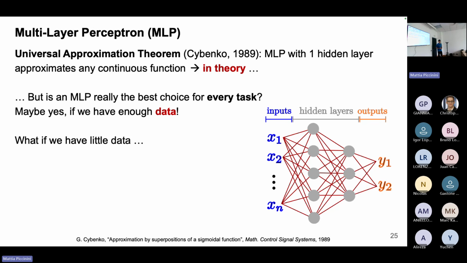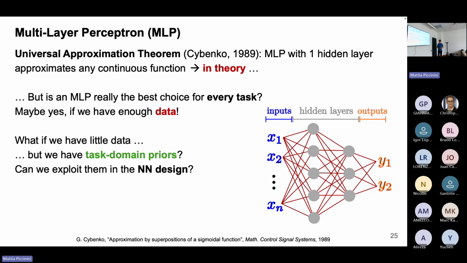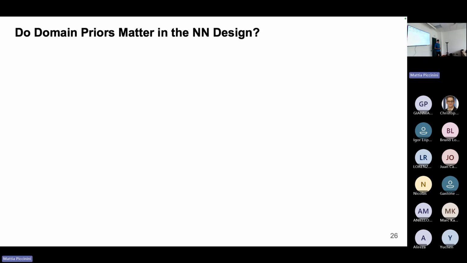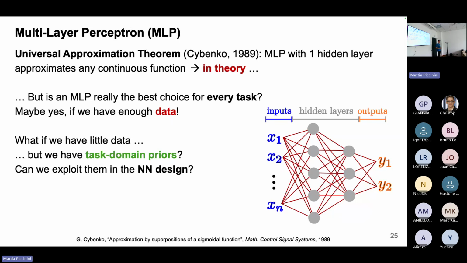Sometimes we have little data, and then maybe we have data plus some physics or, more in general, domain priors. And can we use the domain priors to compensate for the data we don't have? This is the question we want to ask throughout the course. Can we exploit these task domain priors in the design of our neural network? This is the question I want to pose here, and we want to try to answer it.